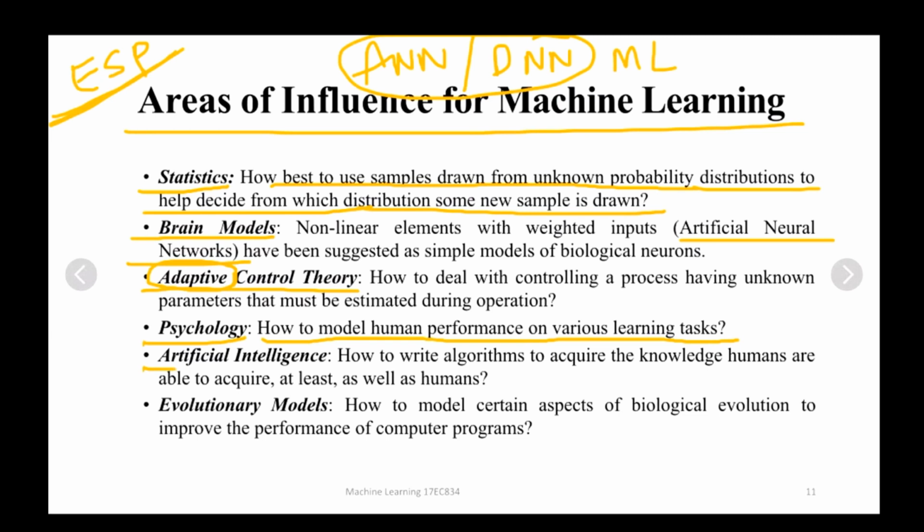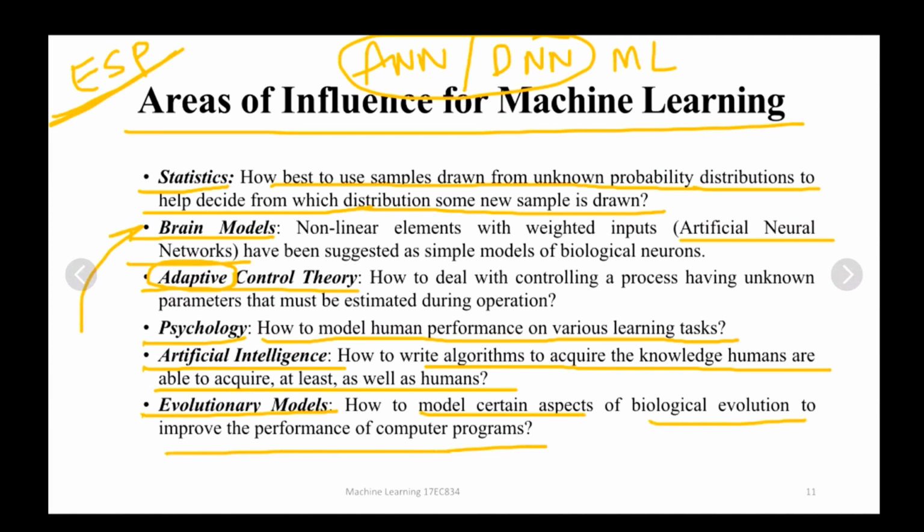Artificial intelligence is similar to brain models, where we write algorithms and acquire knowledge, so that machines are able to acquire it at least as well as humans. That is where artificial intelligence comes into the picture. Evolutionary models: every now and then new evolution will be happening. How to model certain aspects of biological evolution to improve the performance of computer programs.